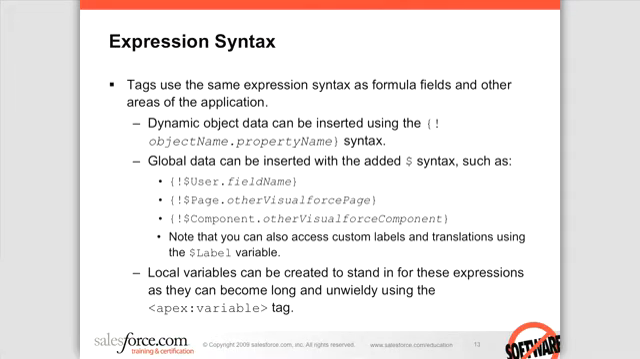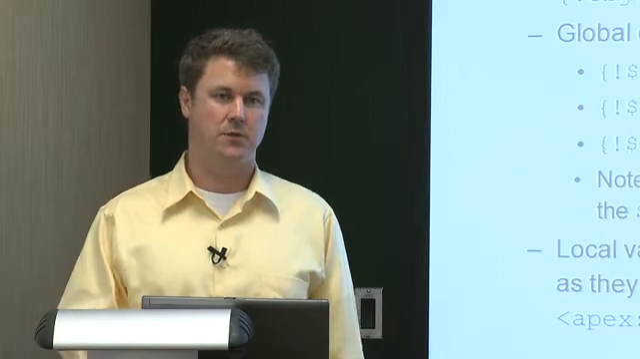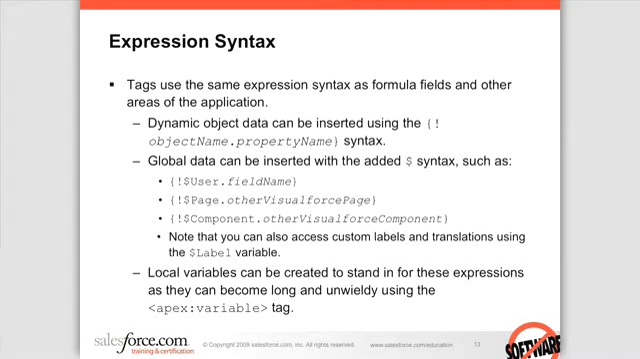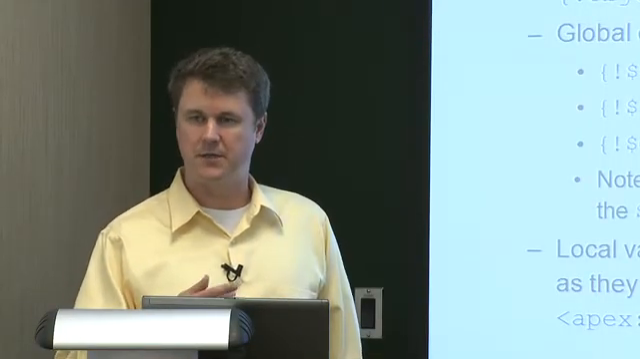The expression syntax is typically what you'll see: the curly brace, exclamation, and then object.field. So anytime we're going to display or give the user the ability to edit a specific field, we're going to use that object.field notation. You will also see references to $. These are global variables. Global variables are identified with the $, and there's a number of them, about 15 or so.